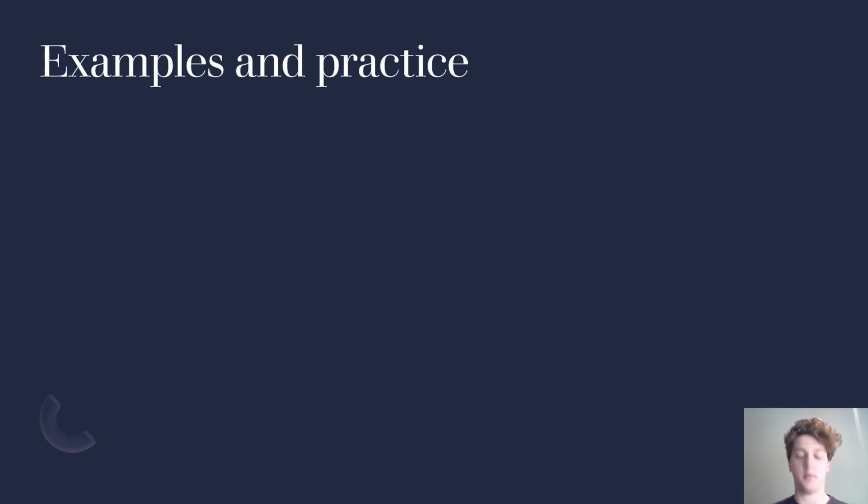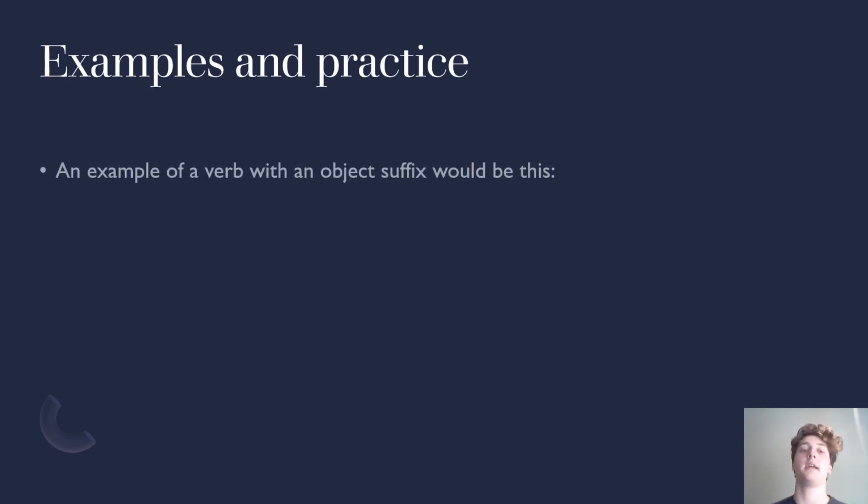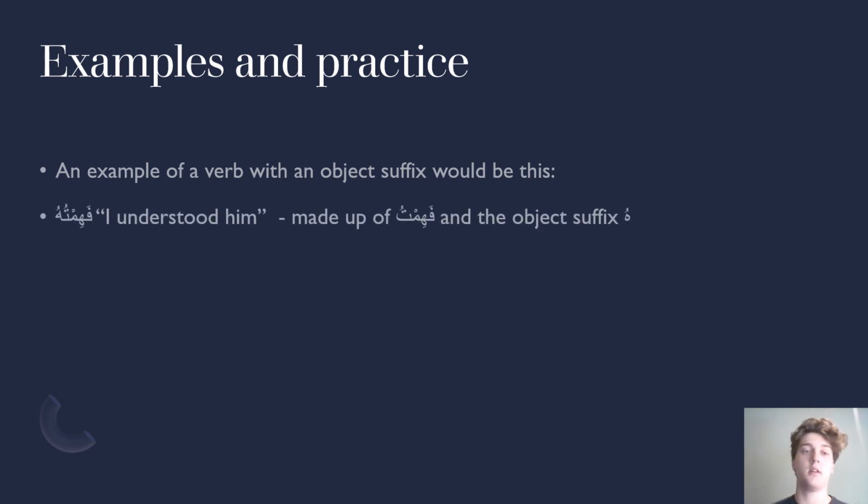Let's have a few examples and practice. So an example of a verb with an object suffix would be this: I understood him. So fahimtuhu is made up of fahimtu, I understood, and the object suffix hu, fahimtuhu. And can you see that it forms one word and the suffix comes at the end. Suffix means end, prefix means beginning of a word. So try to work out I heard them. So I heard سمعت, and them as an object suffix is hum. So put that together, سمعتهم.